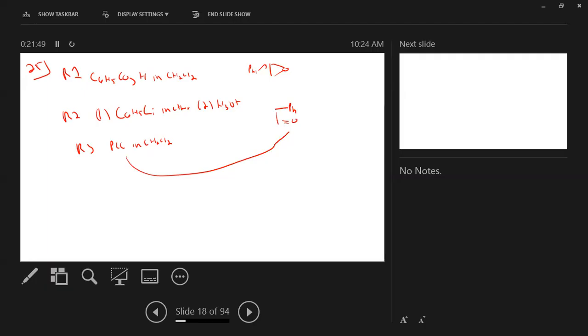All right, so let's go to 26. So we have to identify 3 different reagents. So the first one we're going to use NaH because that hydride is going to pull the hydrogen from the alcohol group, and that's going to release the electrons.